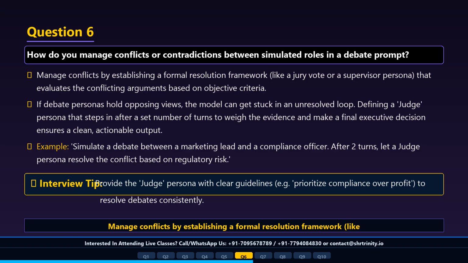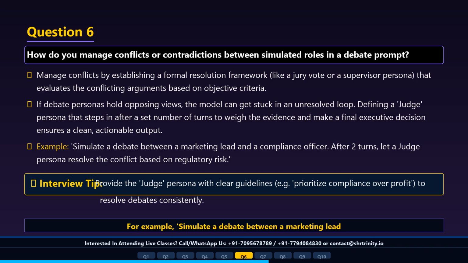Manage conflicts by establishing a formal resolution framework, like a jury vote or a supervisor persona, that evaluates the conflicting arguments based on objective criteria. If debate personas hold opposing views, the model can get stuck in an unresolved loop. Defining a judge persona that steps in after a set number of turns to weigh the evidence and make a final executive decision ensures a clean, actionable output.